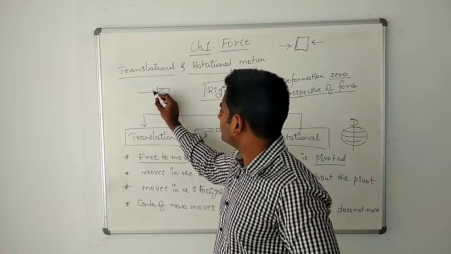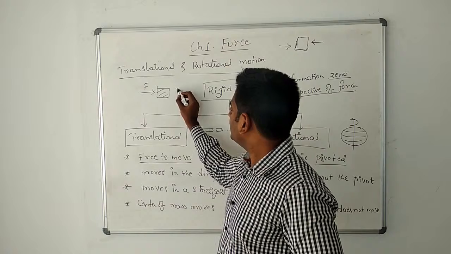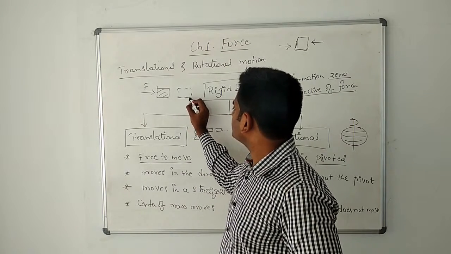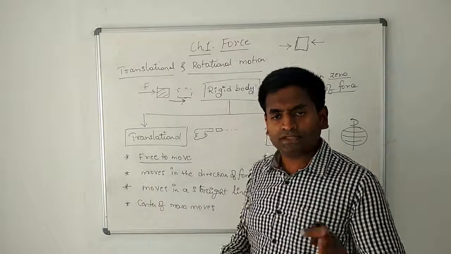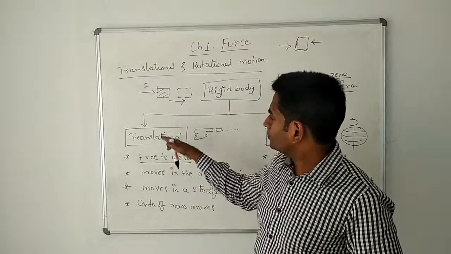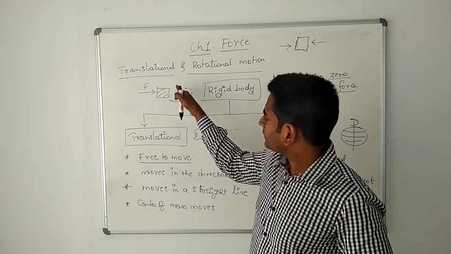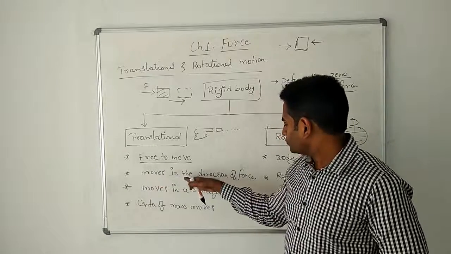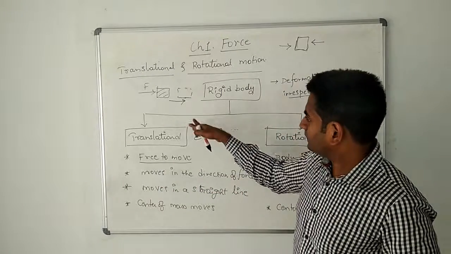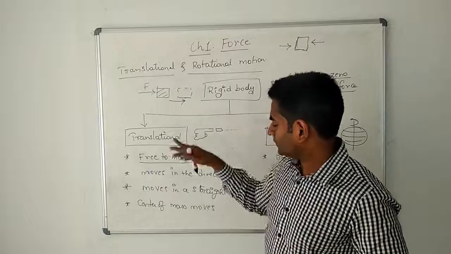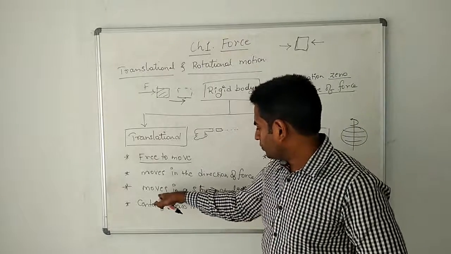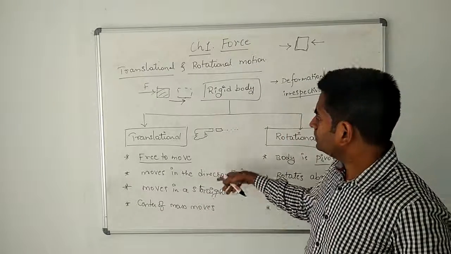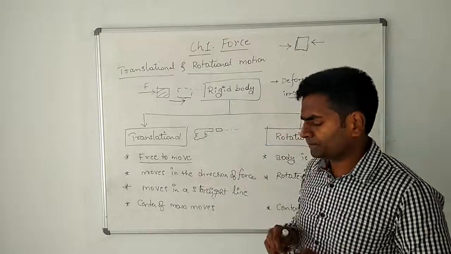For example, this is an object. On this object, if I apply a force F, then it would be displaced to the next position, and this motion is called translational motion because it is translating from one point to the other point. Then it moves in the direction of the force. Obviously, we see this object moves in the direction of the force, and also it moves in a straight line.